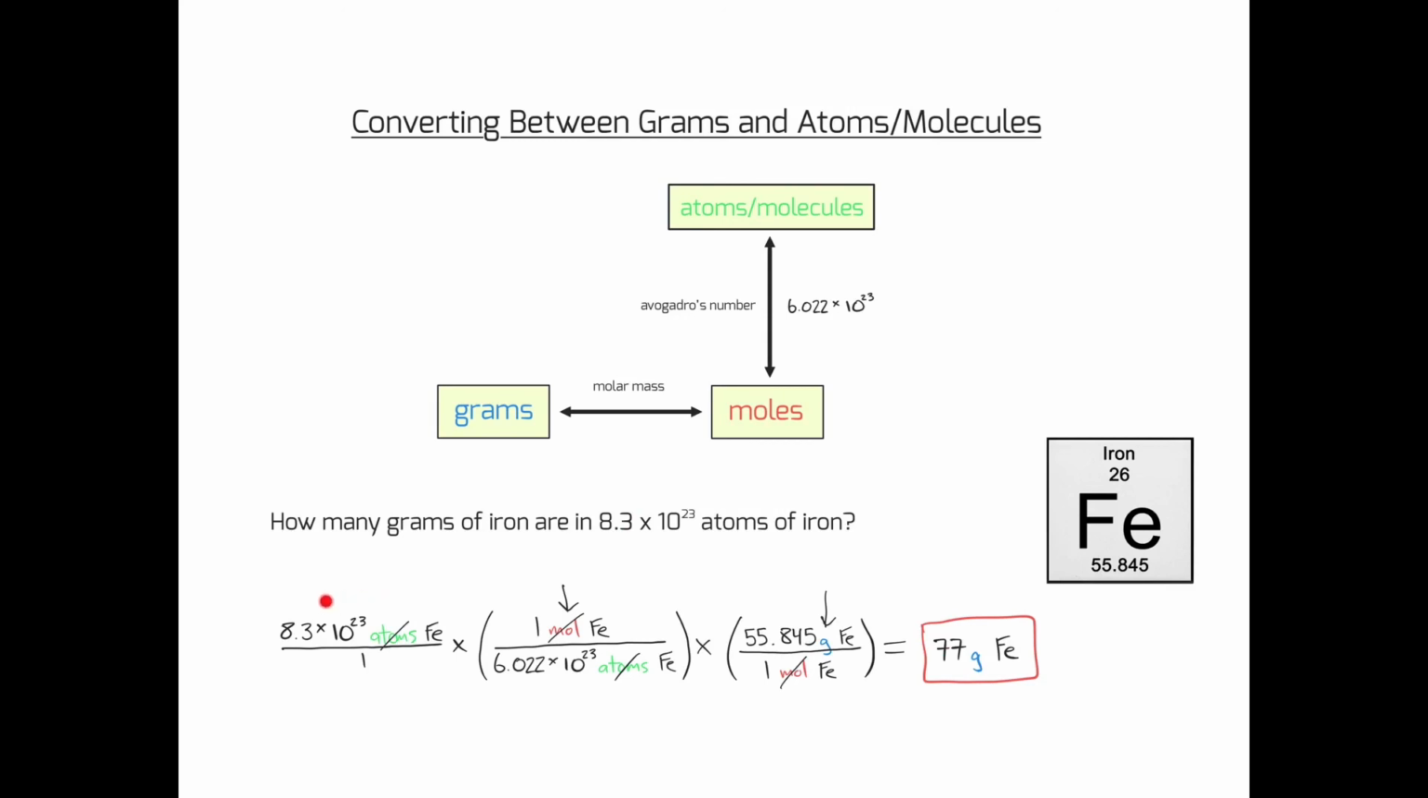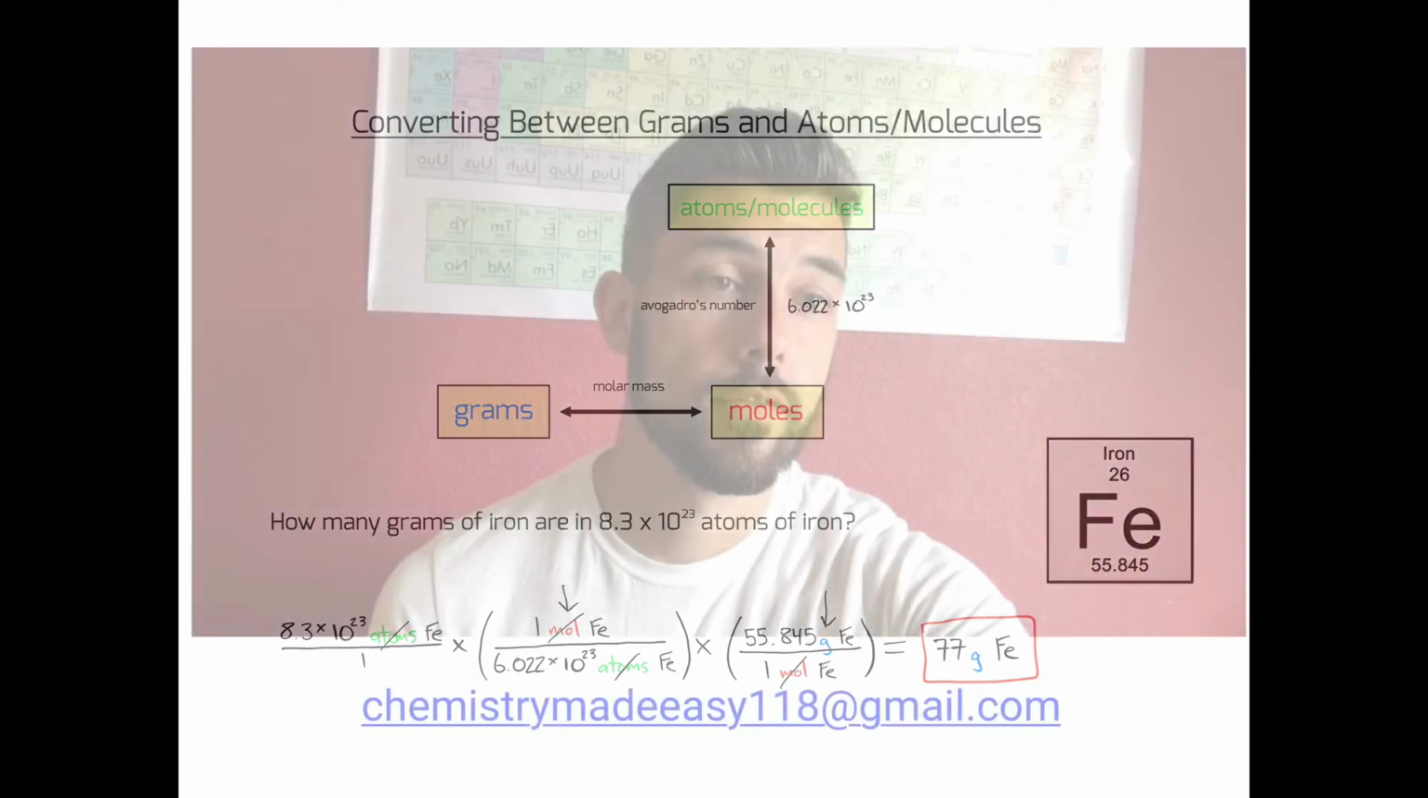So you can see we started with atoms here, which is this step. Then we converted those atoms to moles using Avogadro's number, which is this step. Then we converted moles to grams using the molar mass, which is this step.